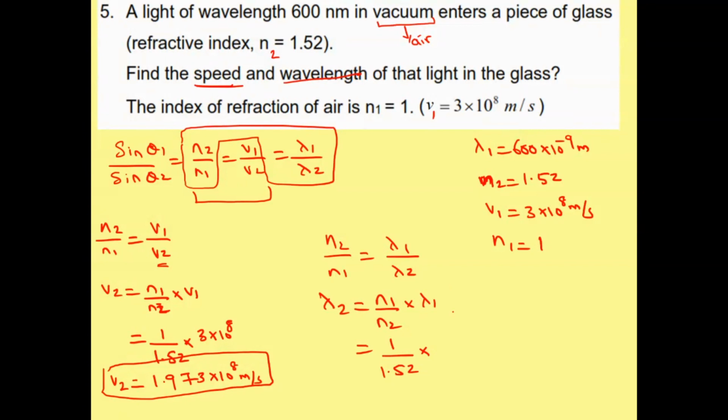And the wavelength of the light in the air medium here is 600 nanometer. So 600 multiply with 10 power minus 9 over 1.52. I got the answer here as 3.95 multiply by 10 power minus 7 meter. So this is the answer for the wavelength of the light in the glass medium. Clear? So this is the answer for the fifth question.